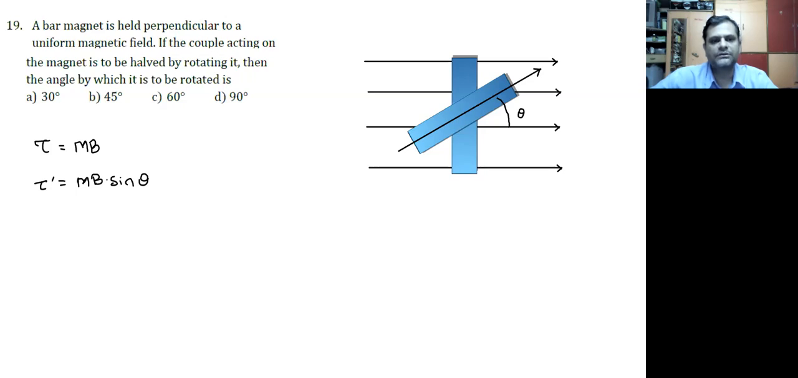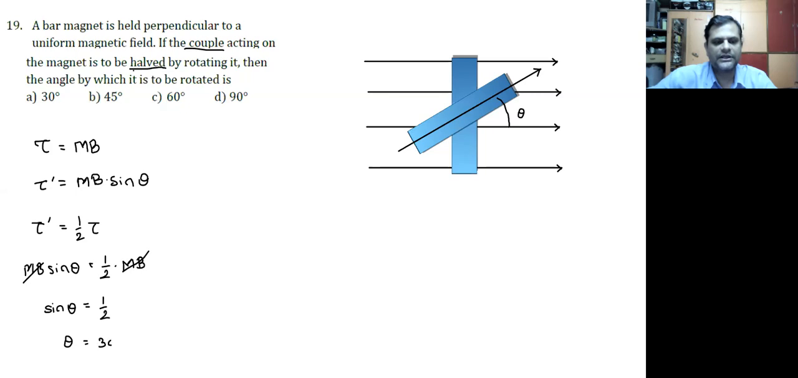So if you just have this torque dash, and this is torque, then according to the given, the torque after rotation is going to be half of the torque before rotating it, right? That means this torque dash is expected to be half of torque here. Okay, that means mb sin theta has to be equal to 1/2 times of mb only, so that here mb gets cancelled, and what we are left with is sin theta is equal to 1/2, and hence theta becomes actually 30 degree, right है. तो ये तो हमको मिल गया, but this theta is the angle made by this final position of the torque with the magnetic field actually.